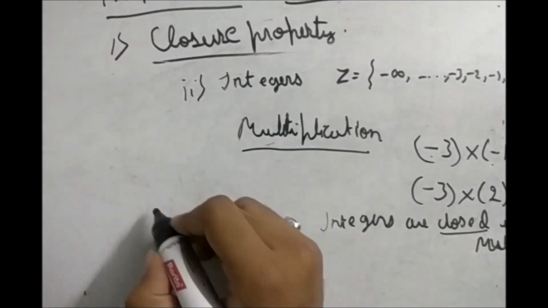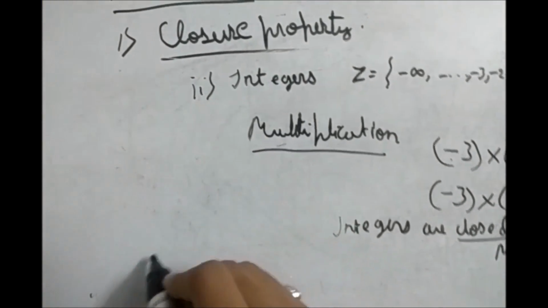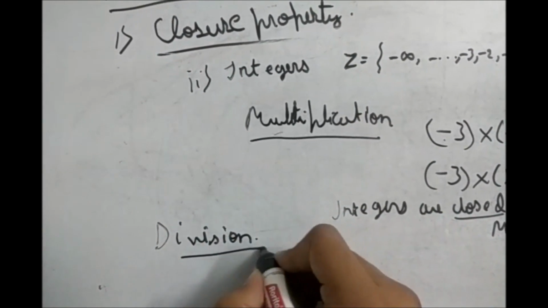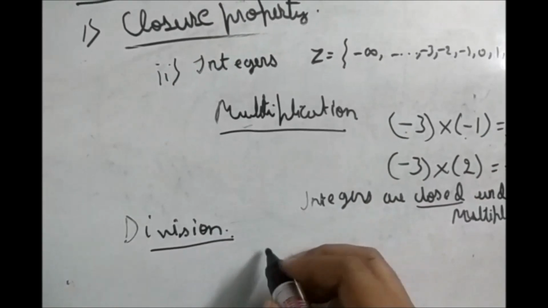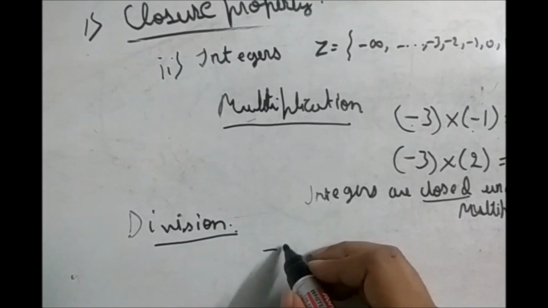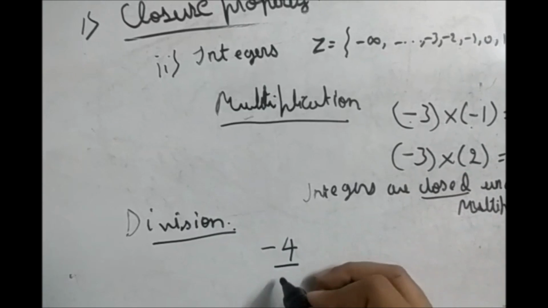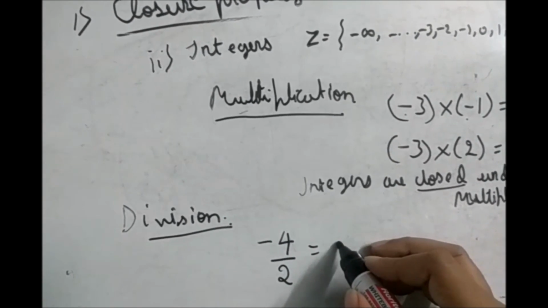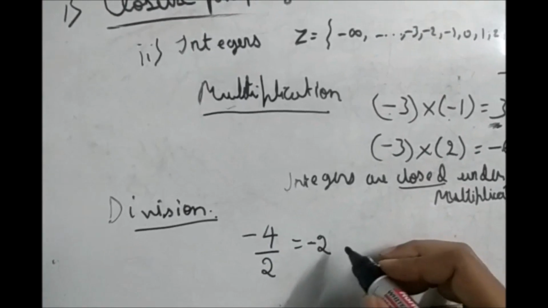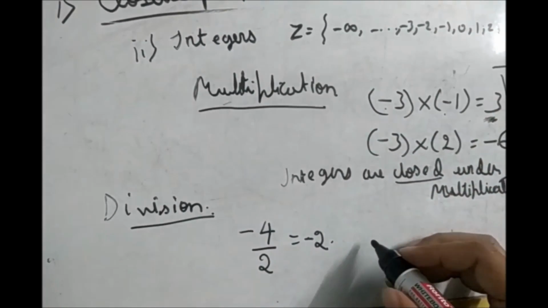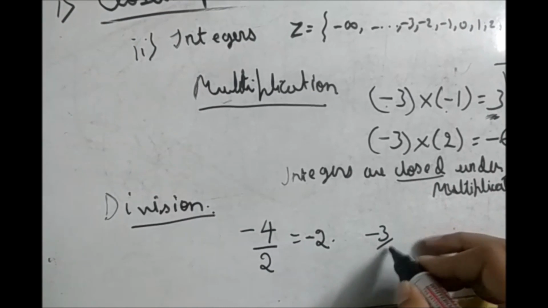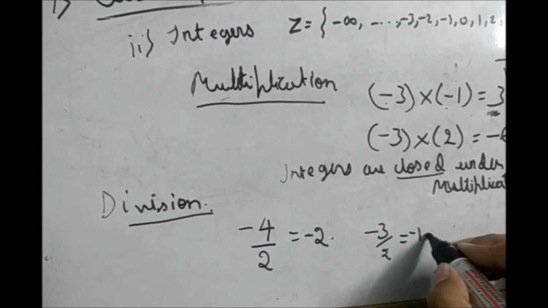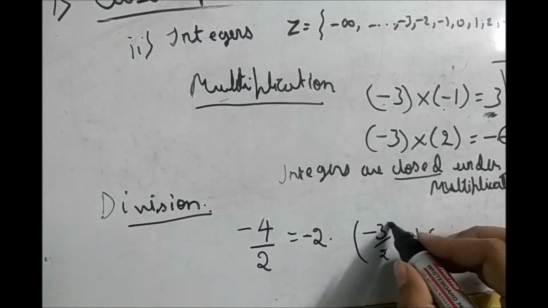Now if we take division, we can consider any element, like if we take at starting minus 4 by 2, we'll get minus 2, which is present in the set of integers. Okay, now let's take minus 3 by 2, we are going to get minus 1.5. This is actually a rational number.